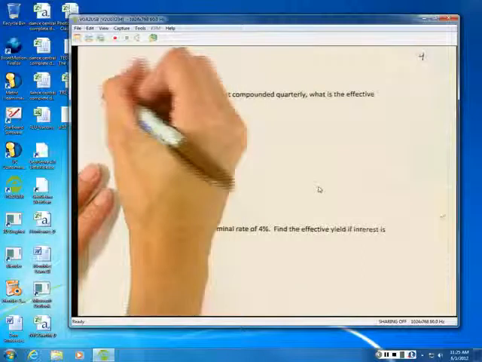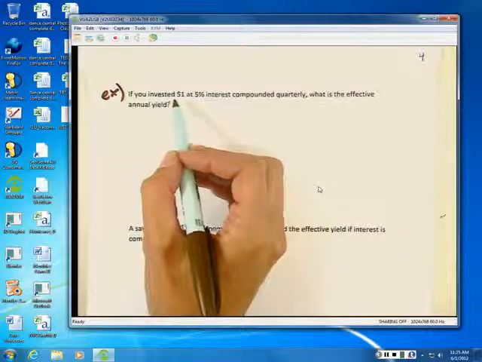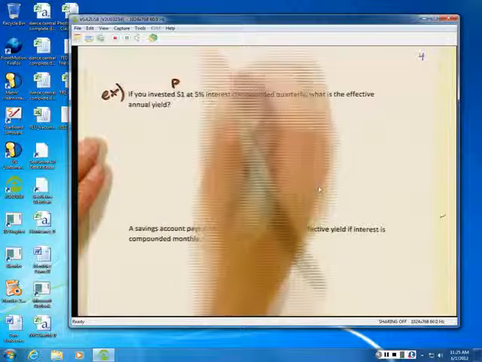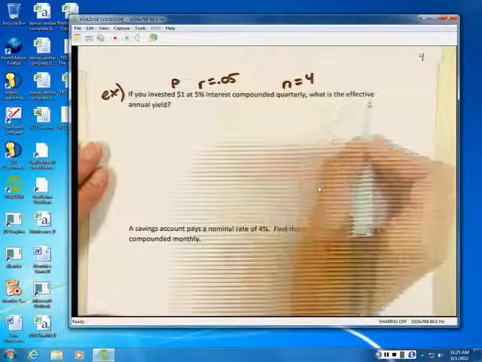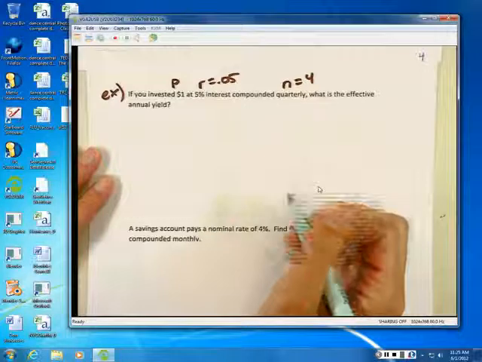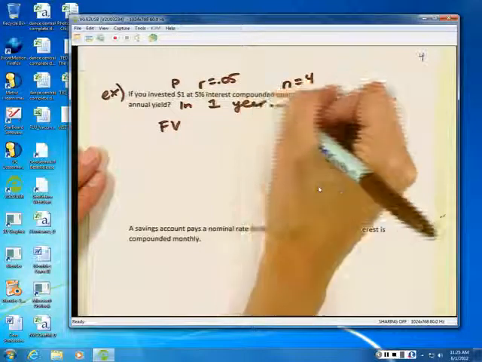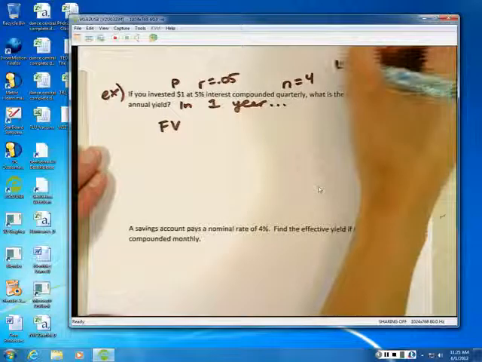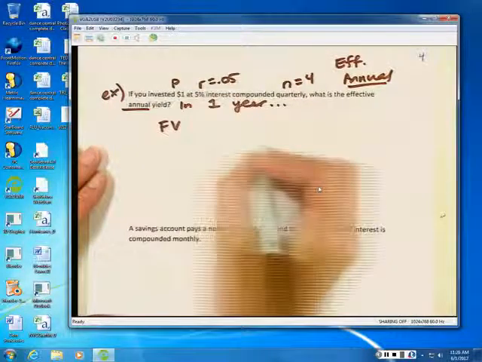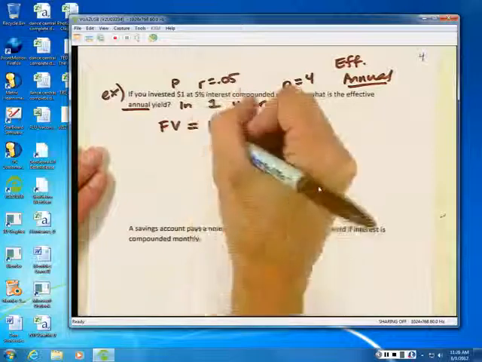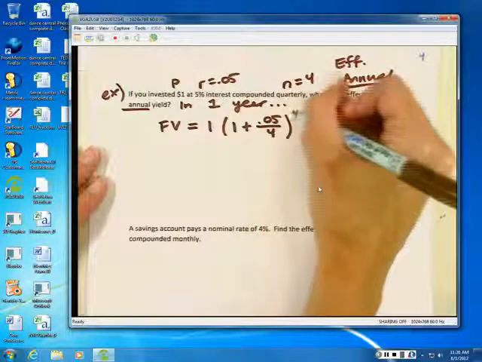Here's our example. If you invested, I'm going to do it for $1 so you can just see how it affects, just a really simple example here. $1, that's P, at 5% interest, so R is 0.05, compounded quarterly, so N is equal to 4. What is the effective annual yield? Well, I'm just going to figure out what my future value is after 1 year, because I want the effective annual yield. So in 1 year, my future value is principal, which is $1, times 1 plus 0.05 divided by 4, all to the 4 times 1.